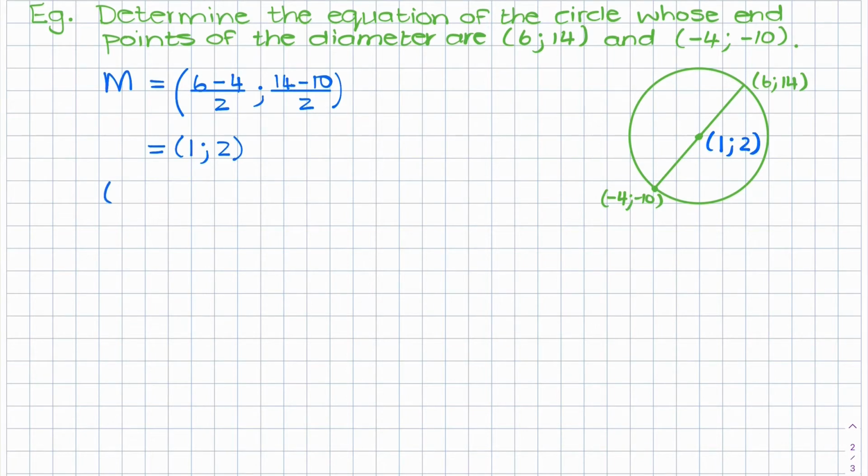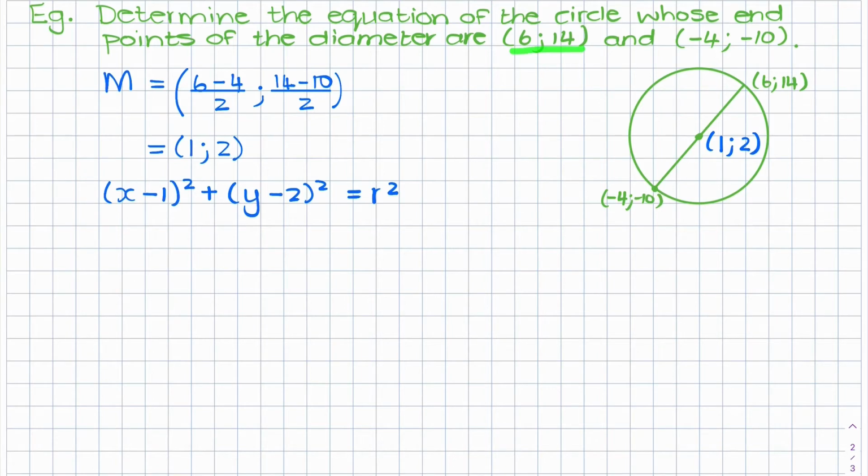So we have (x - 1)² + (y - 2)² = r². So what I've done is I've substituted the 1 for the a value in the center of the circle and the 2 for the b value in the center of the circle. And now I can go and substitute either of the two other points into my equation.